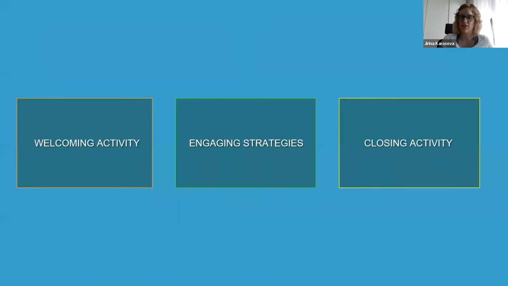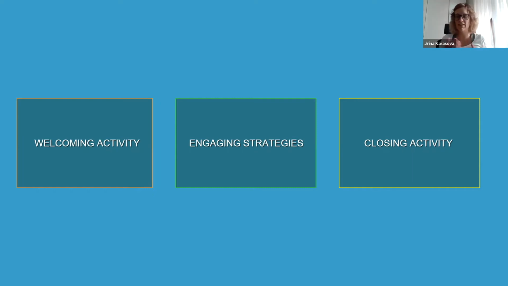And the activities are like, at the beginning of the lesson, we can do welcoming activities. And then we have engaging strategies, which we do throughout each lesson. And then closing activities that we do at the end of each lesson. And CASEL, that's the Collaborative for Academic, Social and Emotional Learning, came with a playbook where they divide the SEL activities into these 3 stages. So at the beginning, during, and at the end.